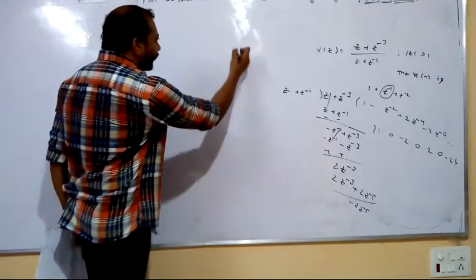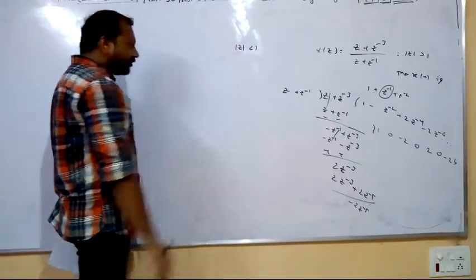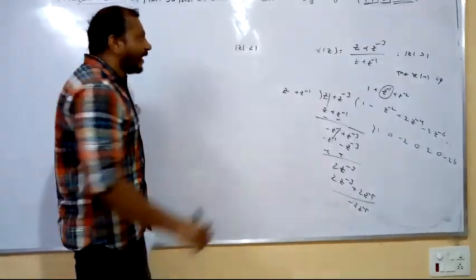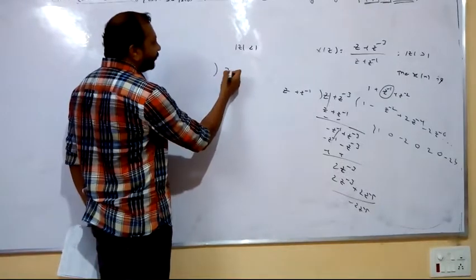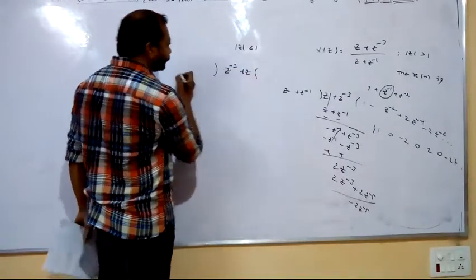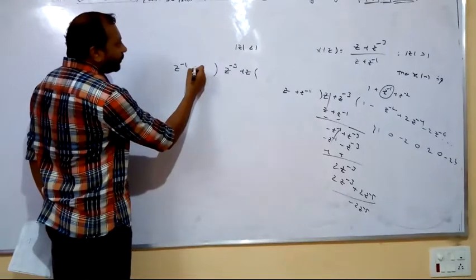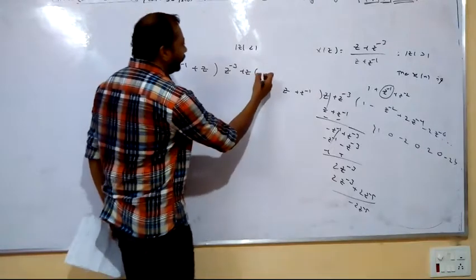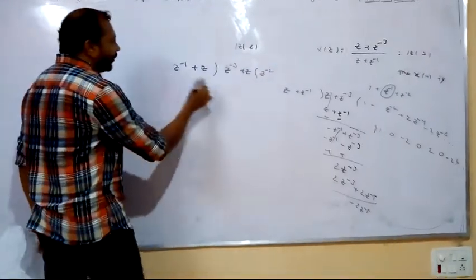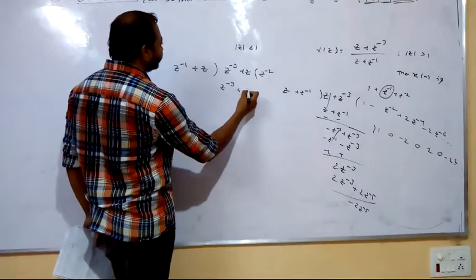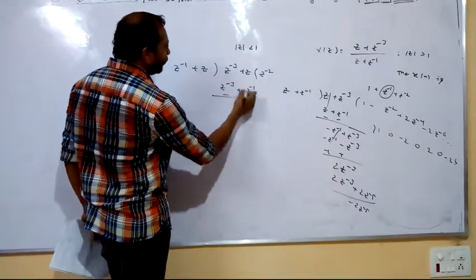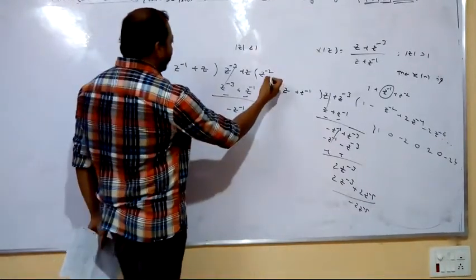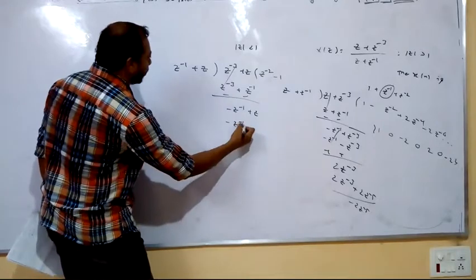Suppose in the ROC they have given mod z is less than 1, then how can you calculate? At that situation you have to consider the expression in reverse manner. Z minus 3 plus z into z power minus 1 plus z power minus 1 plus z. Like that you have to calculate, and if you simplify this one, this value is equal to simply z to the power minus 2, you have z to the power minus 3 plus z to the power minus 1. Minus gets cancelled, this value equal to minus z to the power minus 1 plus z, and again you have to multiply this with the minus 1, equal to minus z to the power minus 1 minus z.